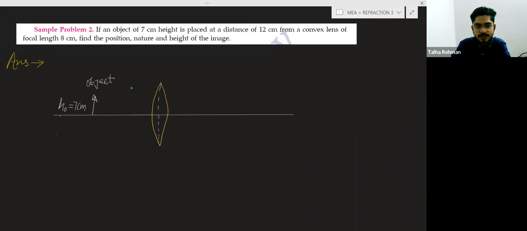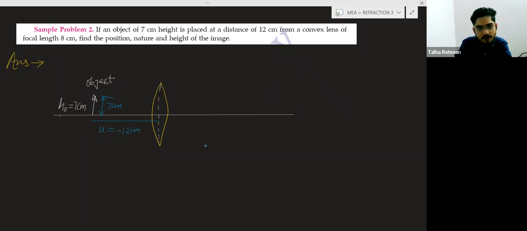So this is your object, and the height of your object is 7 centimeter. This object is placed at a distance of 12 centimeters from the lens, which means this distance will be 12 centimeter. And this distance is equal to -12 centimeter.